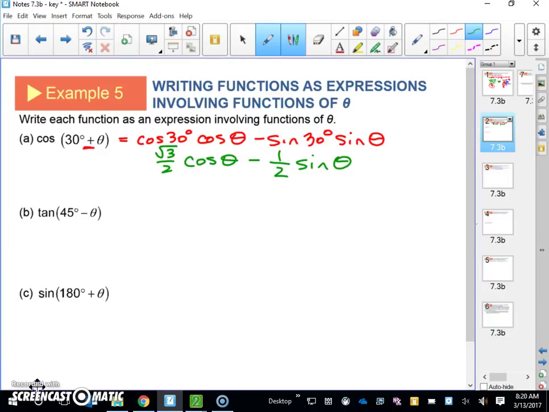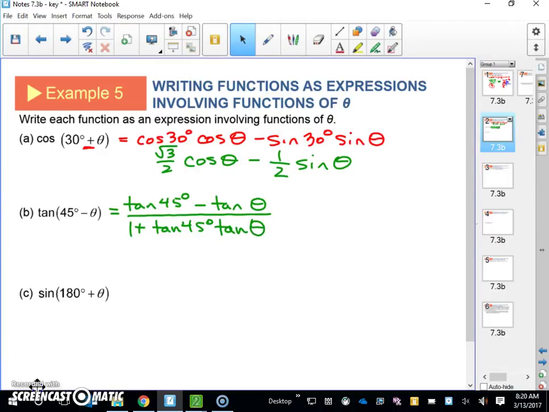So then we look at part B, tangent 45 degrees minus theta. Again, find the formula. This is a tangent difference, a tangent of a minus. And so the tangent minus formula says tangent of the first one minus tangent of the second one, all over 1 plus tangent of the first one times tangent of the second one. So it's just pattern recognition. You find the proper pattern and plug the things in where they go.